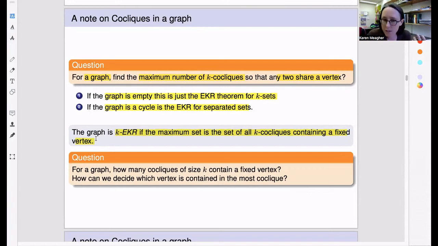And now here, things get hard right away. When we're looking at sets or permutations of a transitive group, it's easy to know what the size of your canonical intersecting co-cliques is. But if you're holding on to a graph, one of the things you have to answer is which vertex I should use if I want to get the biggest set of co-cliques that contain that vertex. So for a graph, how many co-cliques of size K contain a fixed vertex? And how do we decide which vertex is in the most co-cliques?